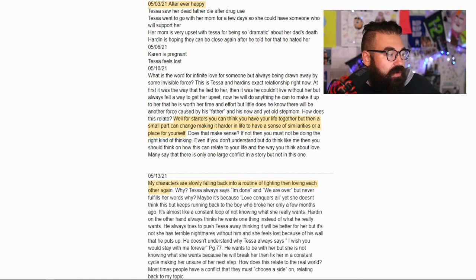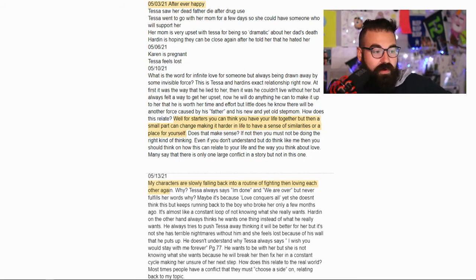She starts with, "What is the word for infinite love for someone but always being drawn away by some invisible force?" So then they follow it up with explaining what that relationship's kind of like. But here's a part where I really think they go further. They ask a question down below, right above the yellow writing. It says, "How does this relate?" So they're comparing again. And then that yellow part there could be a little confusing, and they realize that they're thinking as they write. They go, "Does that make sense?" That's beautiful. Being able to write and think at the same time is what we want.